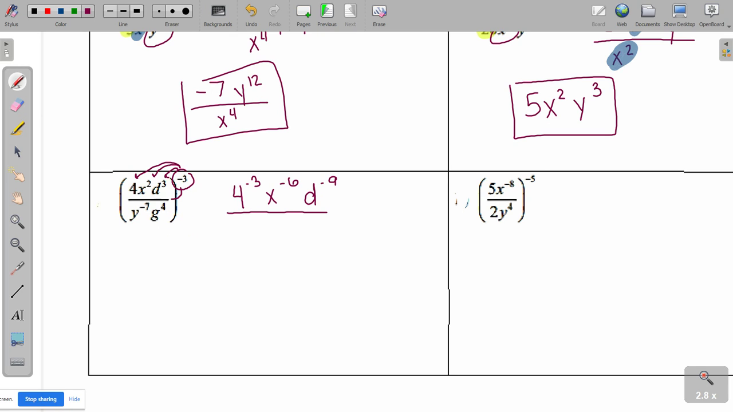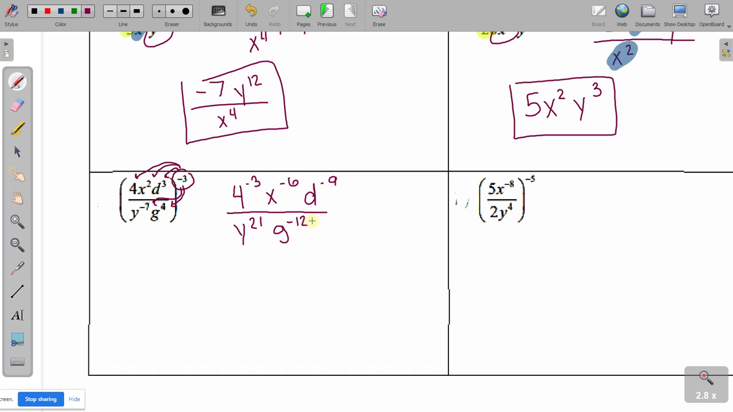Now distribute it to our denominator. Y to the negative second, negative seventh, times negative 3. Negative and negative make a positive. 7 times 3 is 21. And g to the fourth raised to a negative third, 4 times negative 3 gives us g to the negative 12.